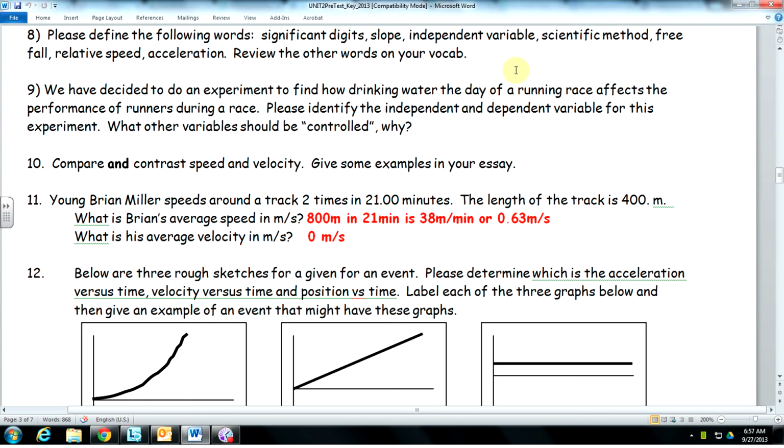I'll try to get through this. Number 8, 9, and 10. I think you guys can do that yourself. We've talked about a lot of those things in class already.